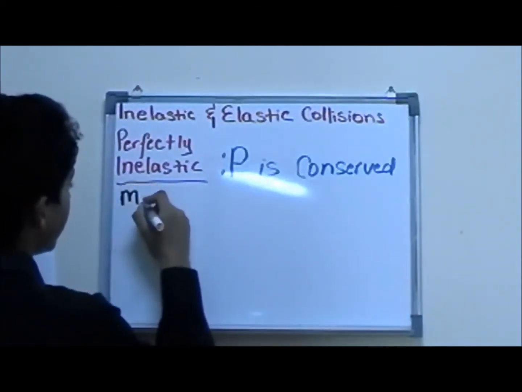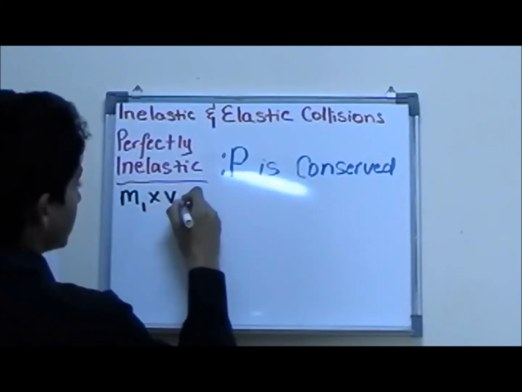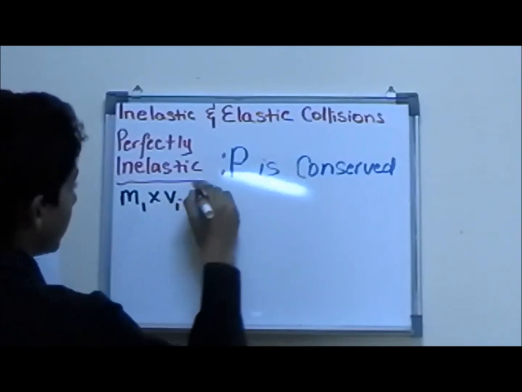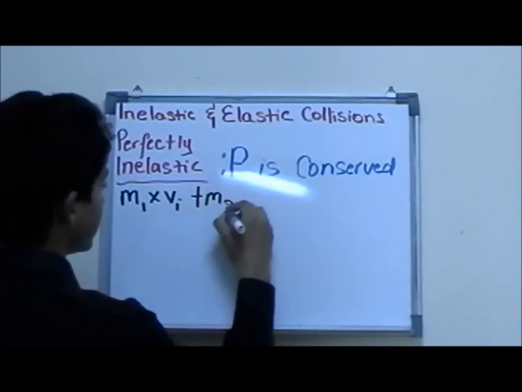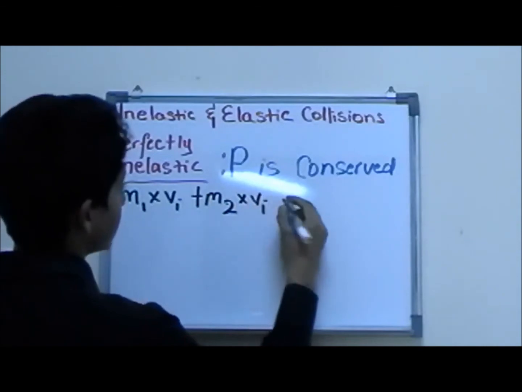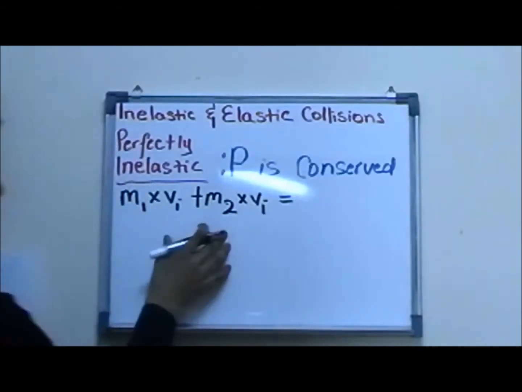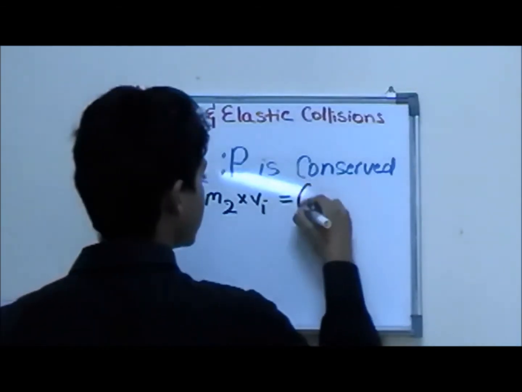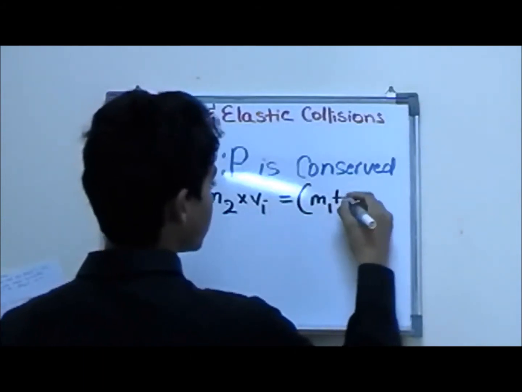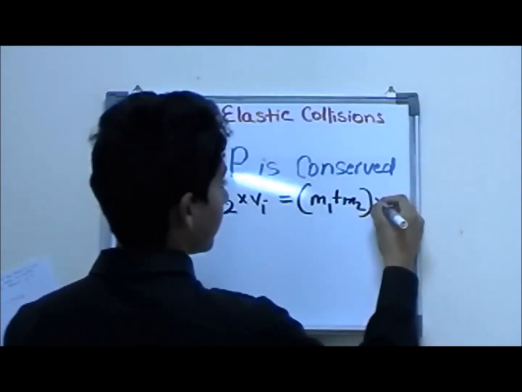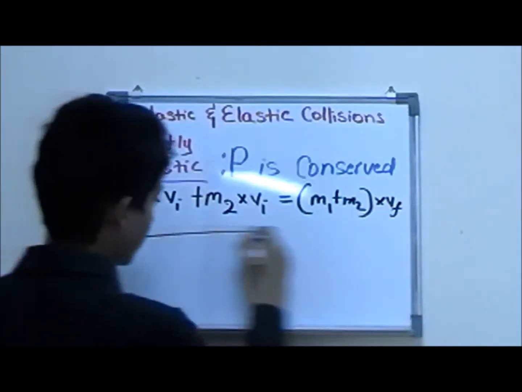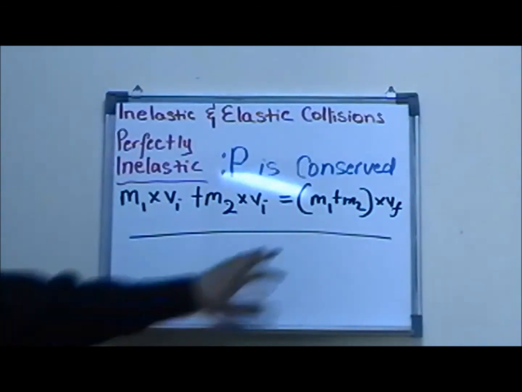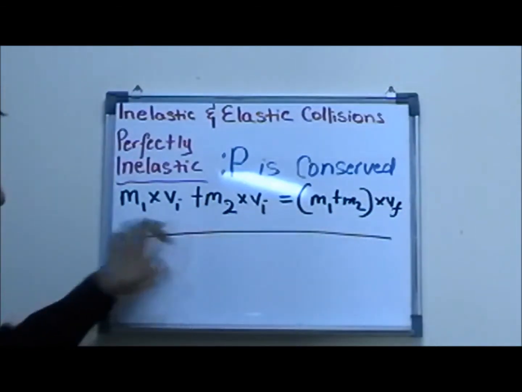So we said mass 1 times initial velocity, and this is the equation for momentum, mass times velocity, and then we put mass 2 times initial velocity of mass 2. But when they are thrown, they stick to each other. So we just do mass 1 plus mass 2 times their final velocity. So this becomes the equation for perfectly inelastic collisions, because we add these two masses.